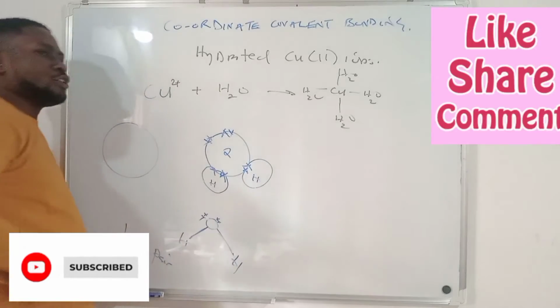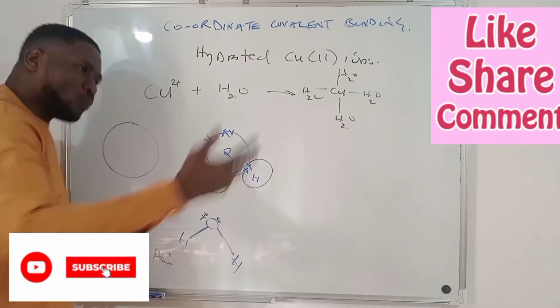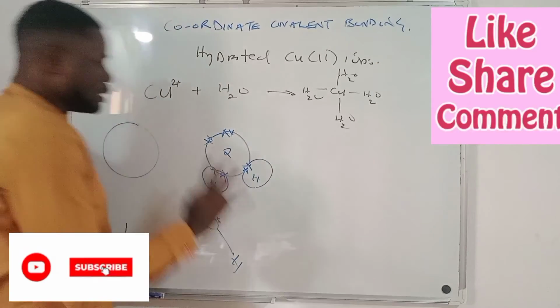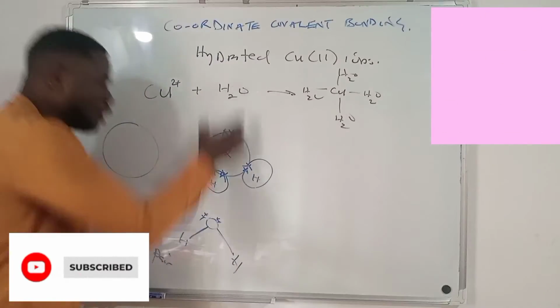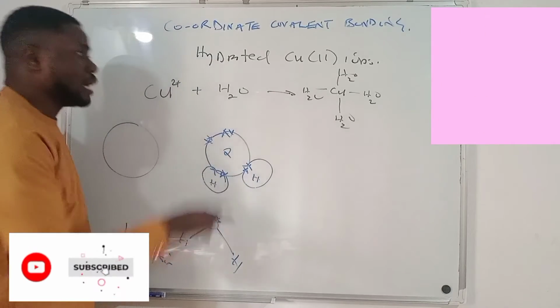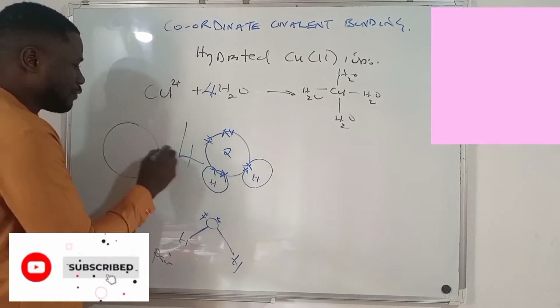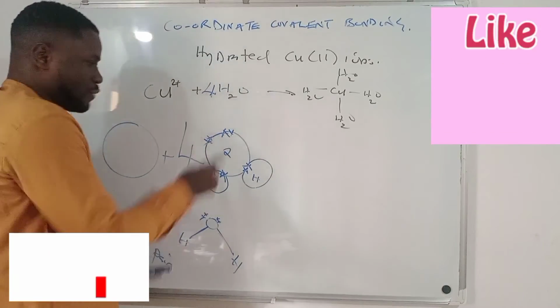Now, as a chemistry student, you need to look for molecules with lone pair. One example is water. We also have ammonia. Now, this is a molecule of water, just one molecule of water. We now say 4. We place 4 here. That means there are 4 of this.